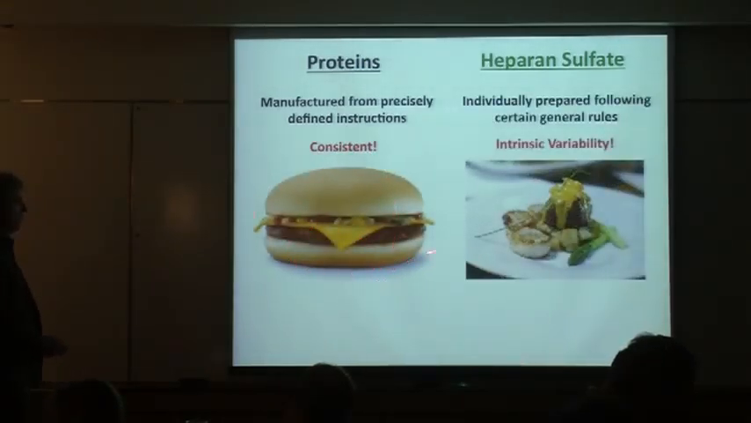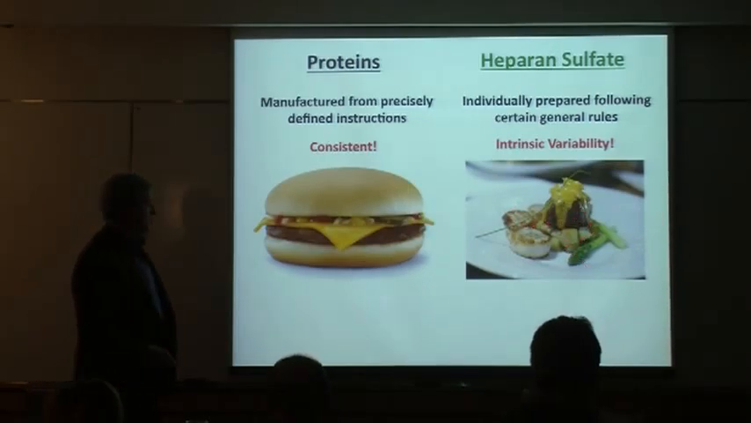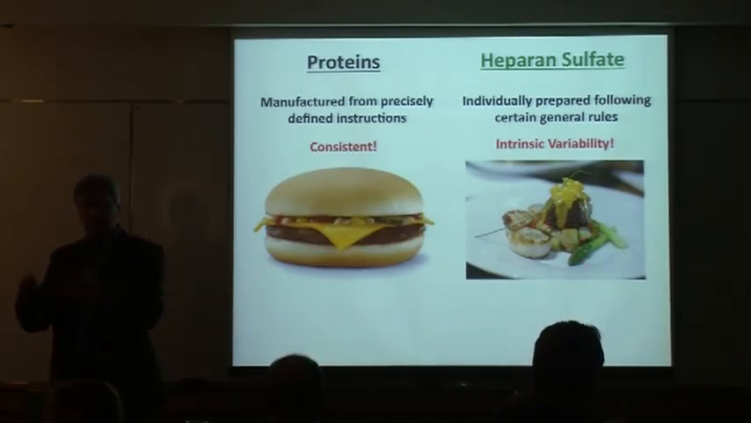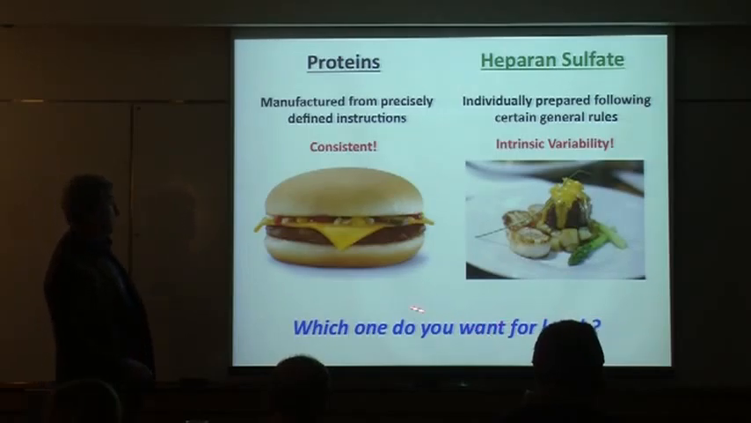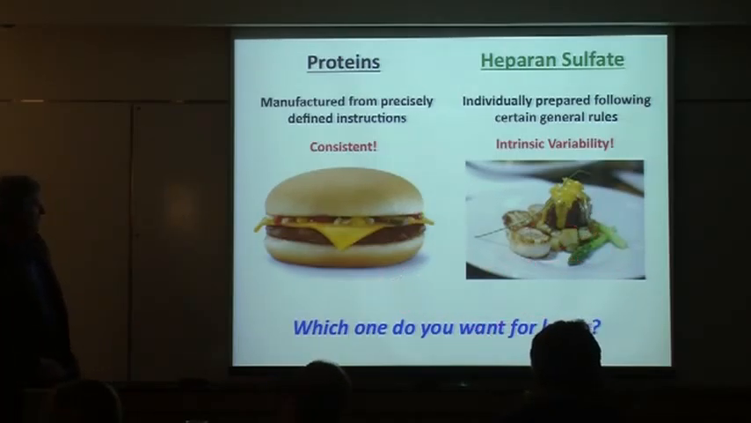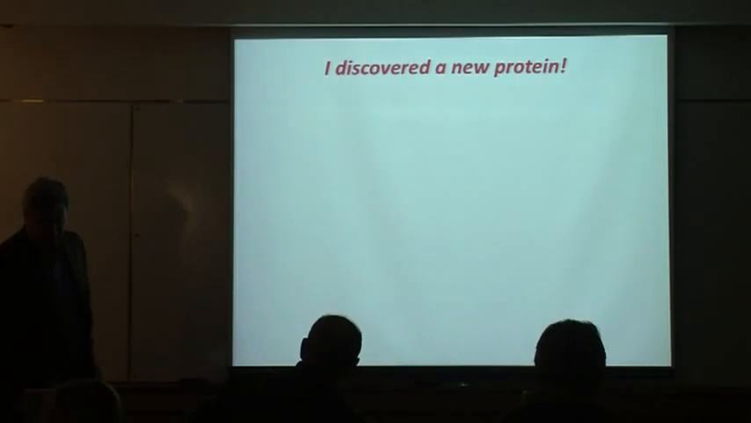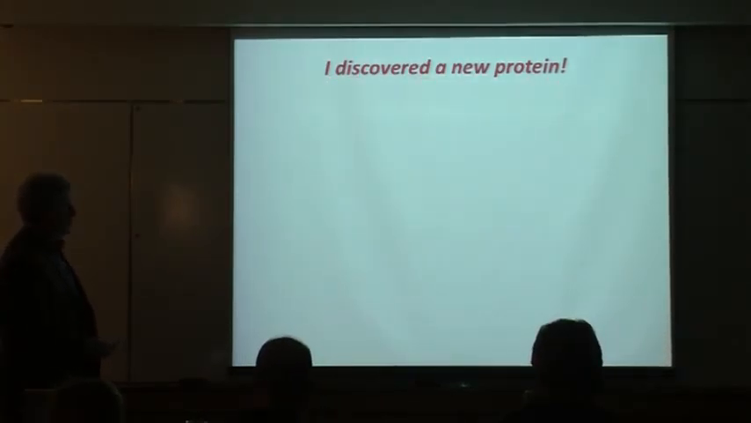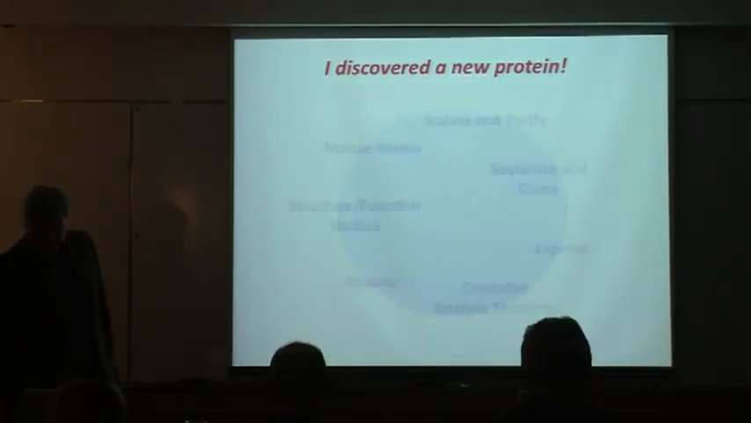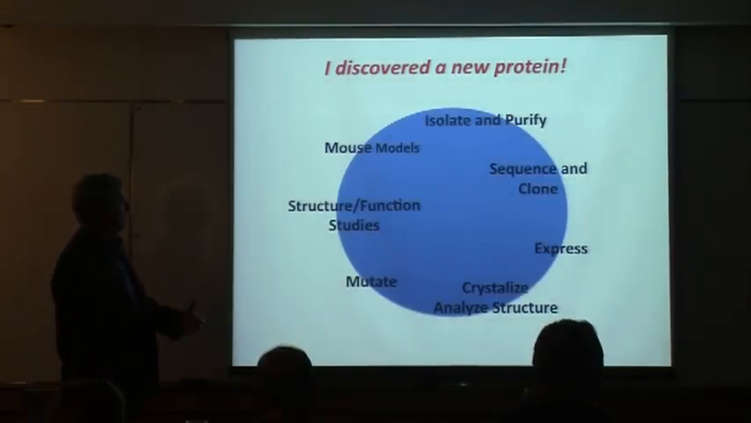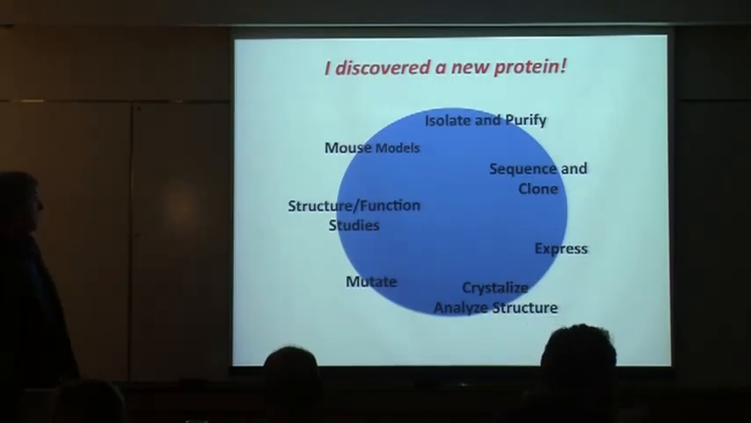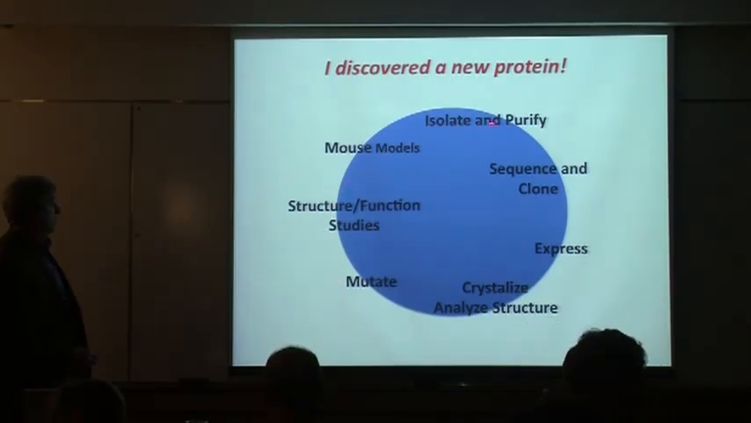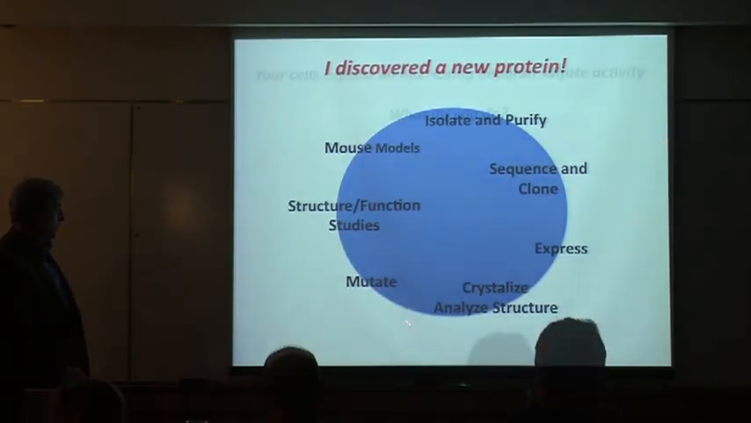So unlike our McDonald's cheeseburger, we might think of heparan sulfate as being something made in a very nice, fancy restaurant to get a nice entree, like our food tonight. So you might say, which one do you want? Well, obviously you want that, right? No, maybe not. There's a really nice thing about consistency. As you discover a new protein, you know what to do. Pretty classic. Find a new protein, I could write the grant probably as I drive home from work. You want to isolate, purify, clone it, express it.